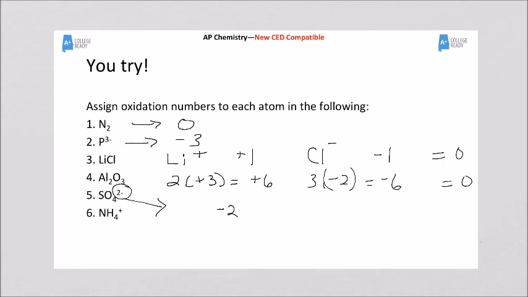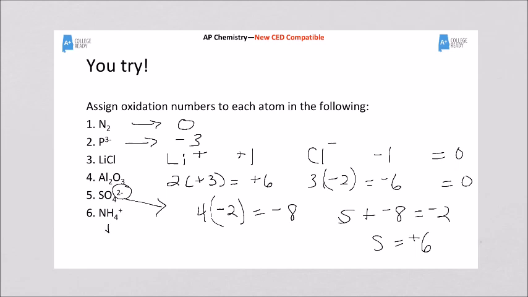So we don't just have one oxygen, we have 4. So 4 times -2, so all the oxygens are -8. So it's really like a little math problem. It's sulfur's number, because there's only one sulfur, plus -8 has got to equal -2 overall. So what is sulfur going to be? Well, sulfur would have to be +6 in that case. So that would be my answer if I was asked about, like, maybe sulfur's oxidation number.